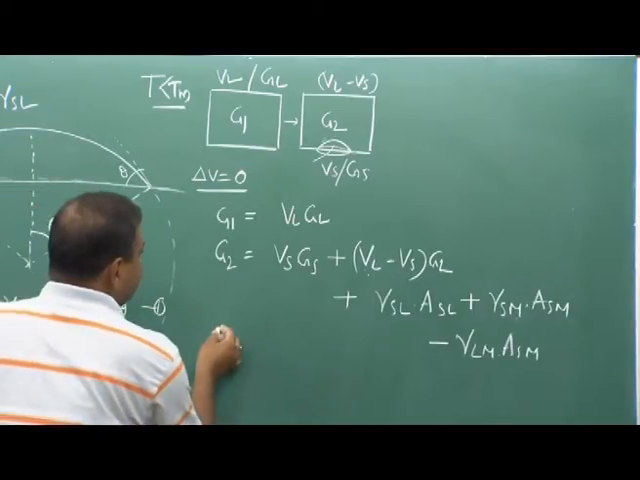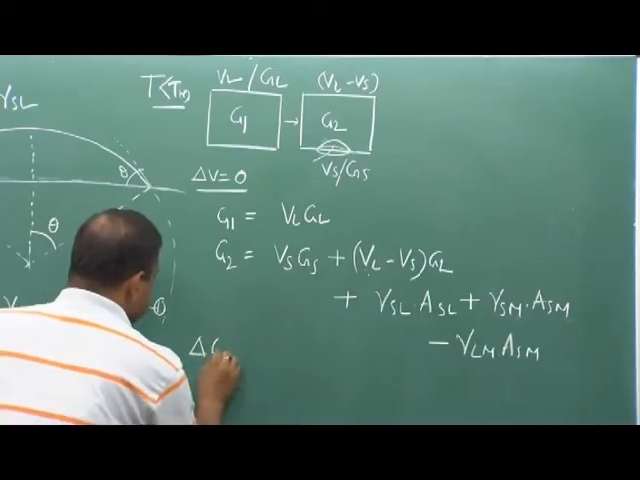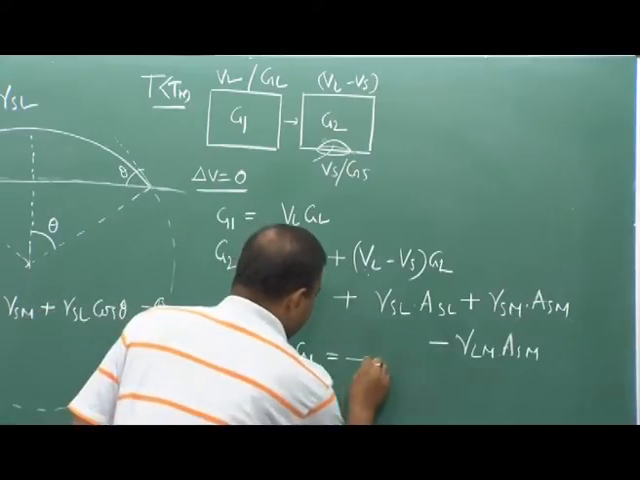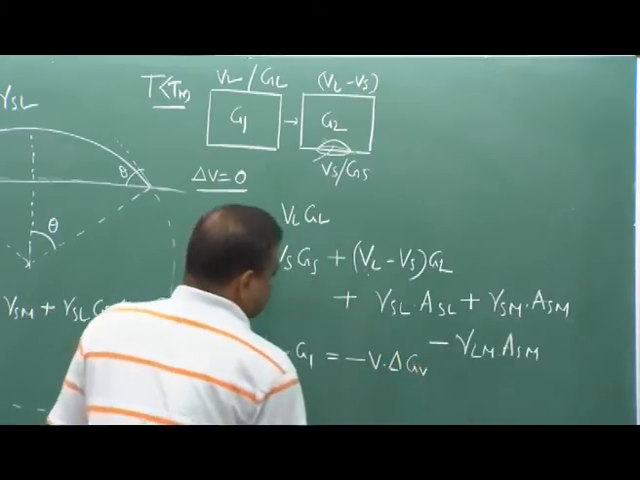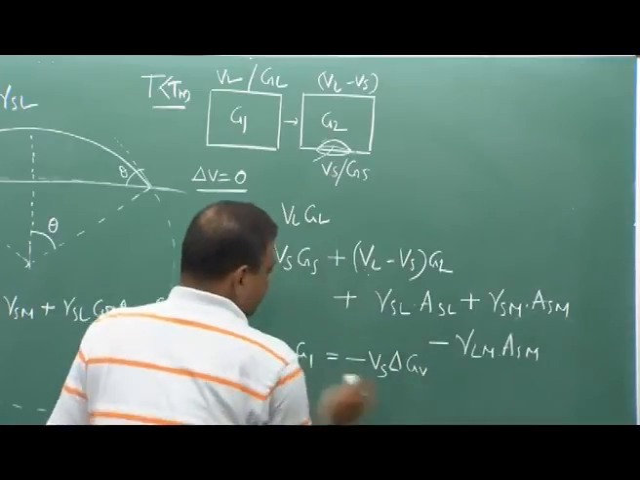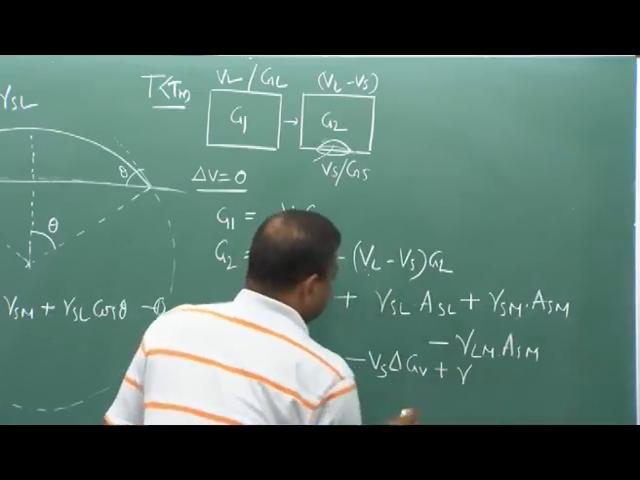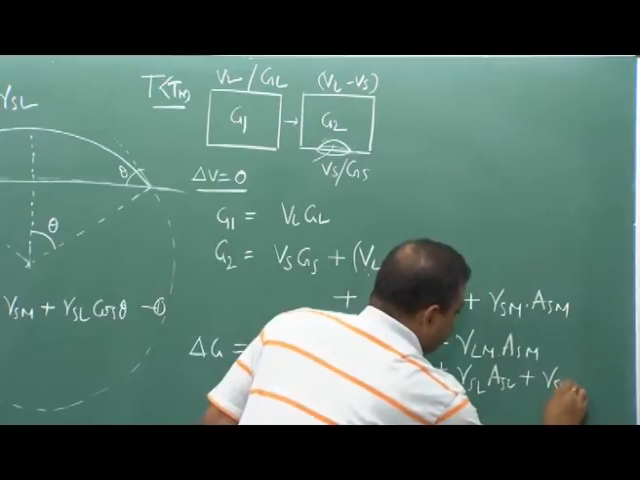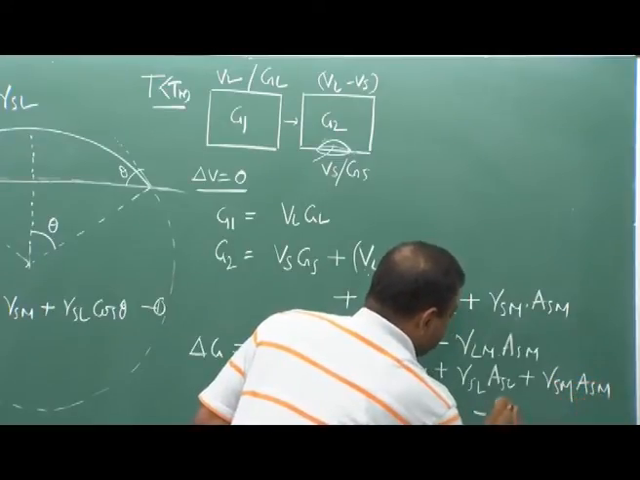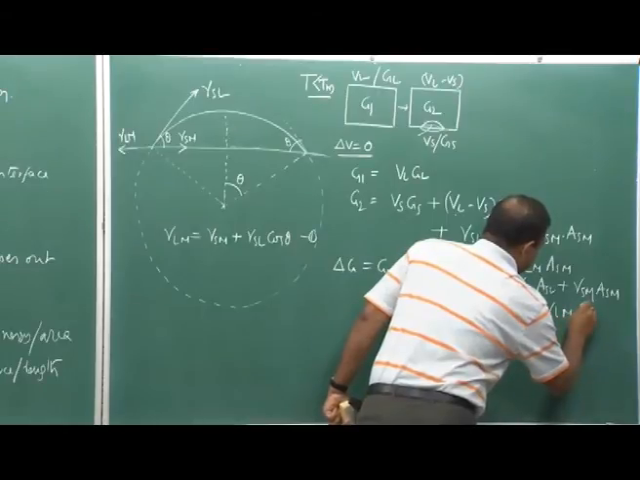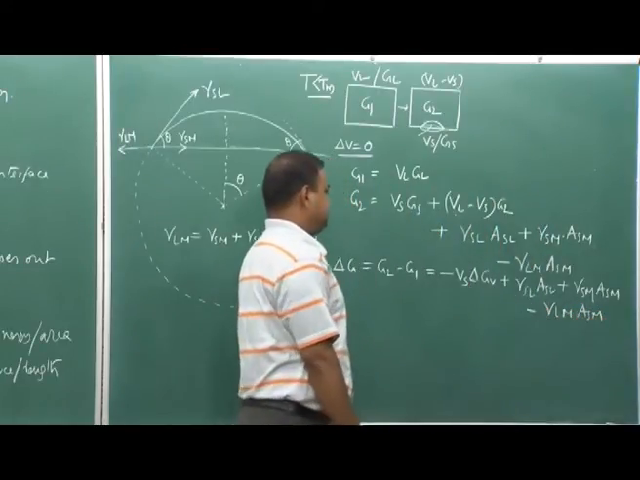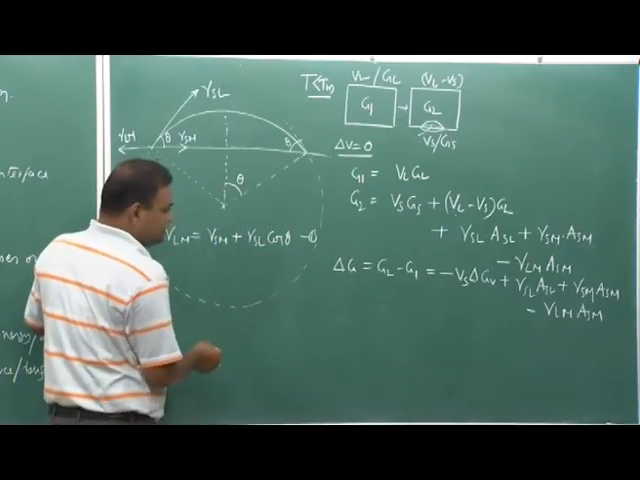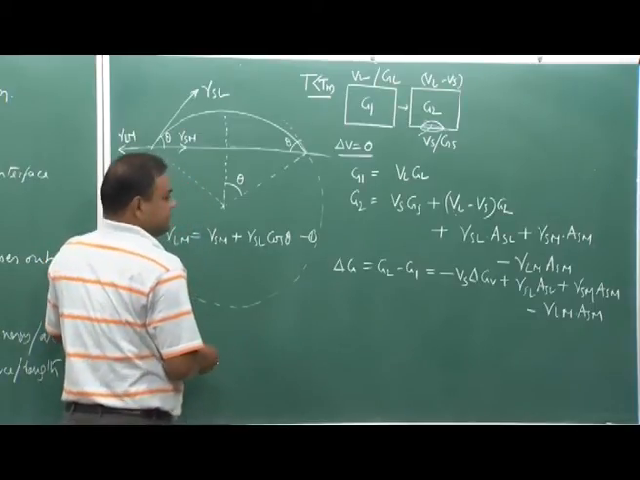Now, finally, if I try to see what the free energy change would be, the way we have calculated, it is G 2 minus G 1 equal to minus V L plus V s, plus gamma S L A S L plus gamma S M A S M minus gamma L M A S M. Now, since we have this expression, we can replace gamma L M as well as S M with S L.